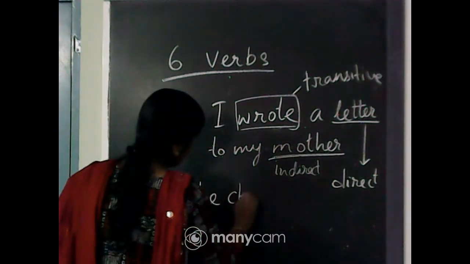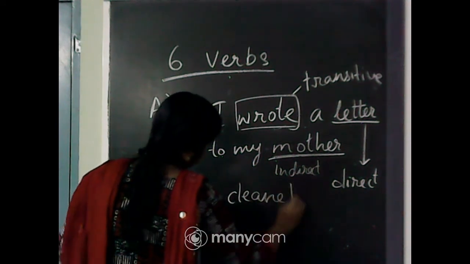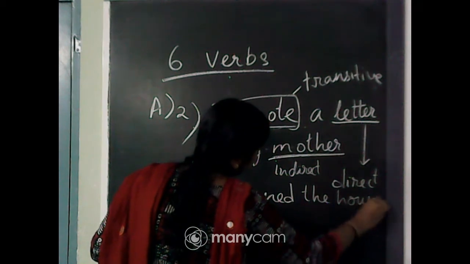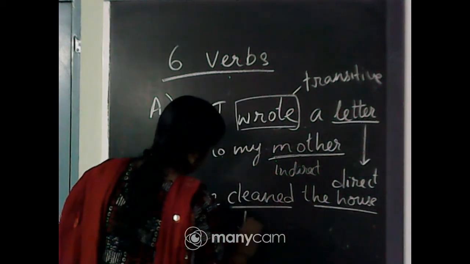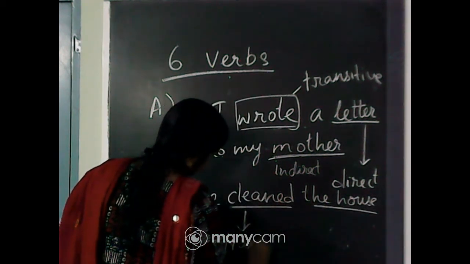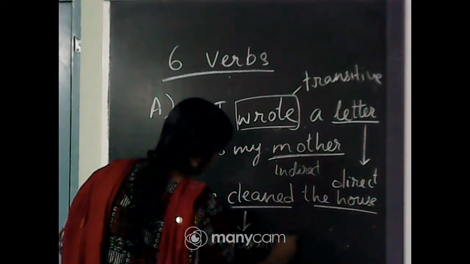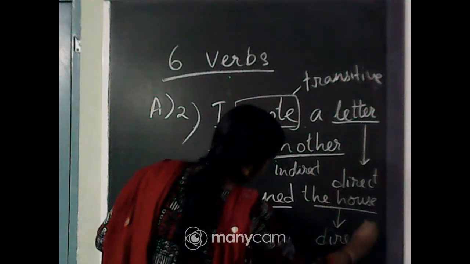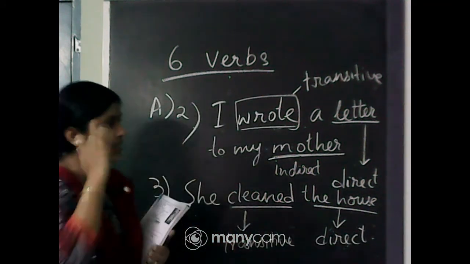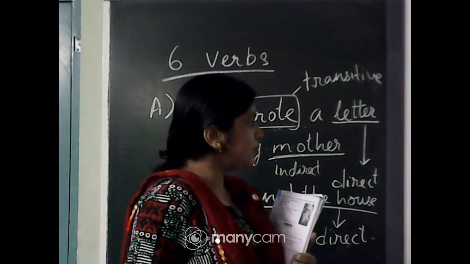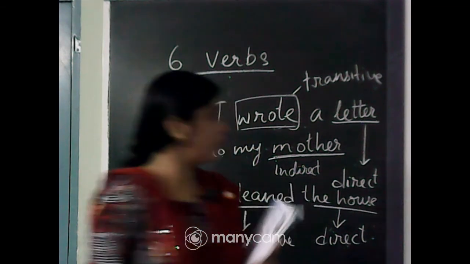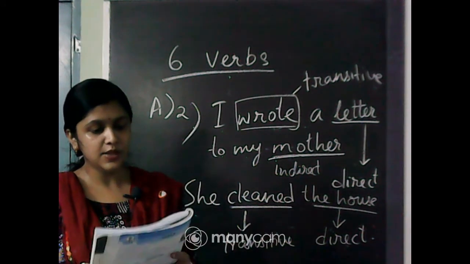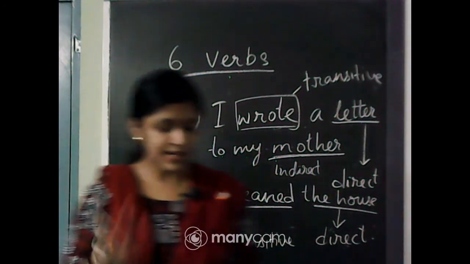She cleaned the house. This is also very simple. Cleaned is the transitive verb. House is the direct object. Okay. So the rest of the exercise, it's 10:22. Yeah, let me do 2 or 3 minutes more, then I will leave the class. Okay. So she cleaned the house, that is done.